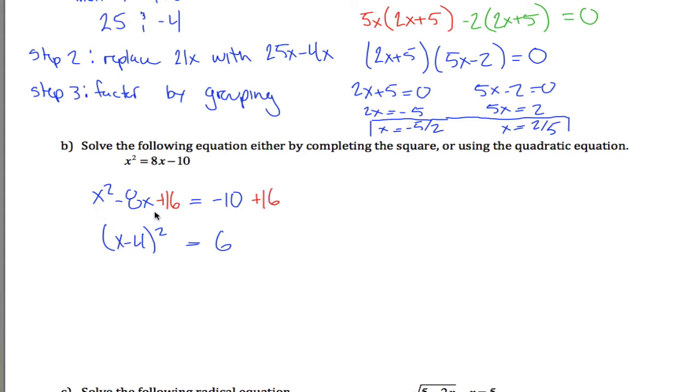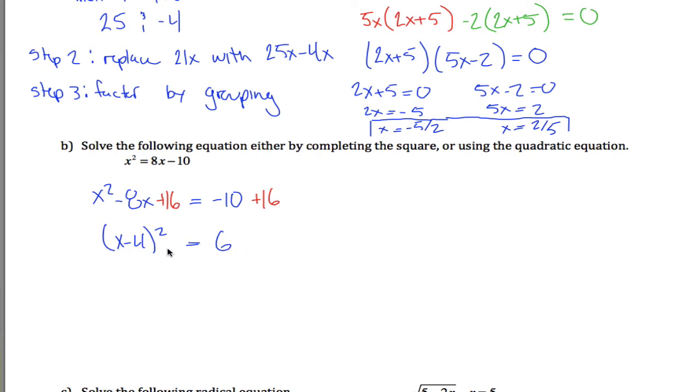How did I know that x squared minus 8x plus 16 was the same as x minus 4 squared? This is always x, and this is always half of this number. This number is negative 8. Half of that number is negative 4. X minus 4 squared. If you're not sure if you did this right, FOIL this all back out. Make sure you get x squared minus 8x plus 16. If I add 16 to this side, I have to add 16 to this side. That brings me to this step.